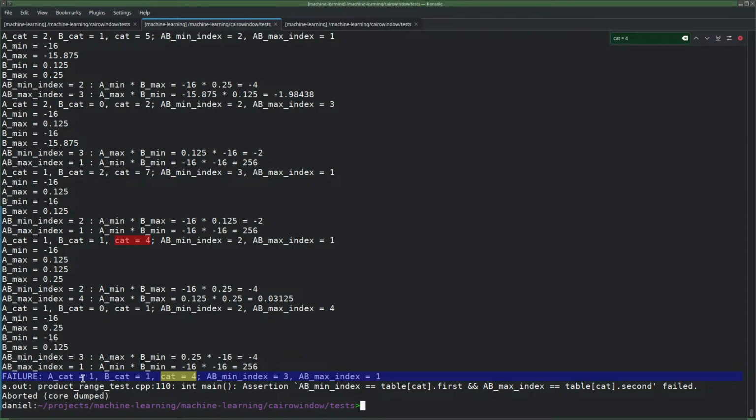Then why is it going wrong here? Now here we have minus 16 times 1/4. Minus 16 times 1/8. So the only thing that changed is the maximum value is now 1/4. And now, that's the reason. Yeah, interesting.